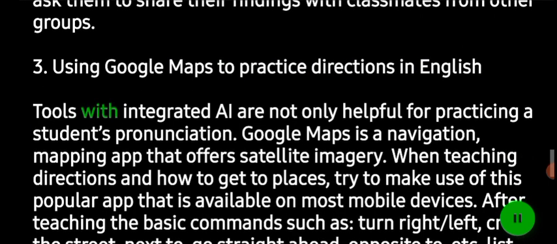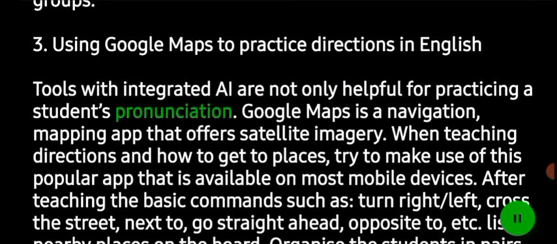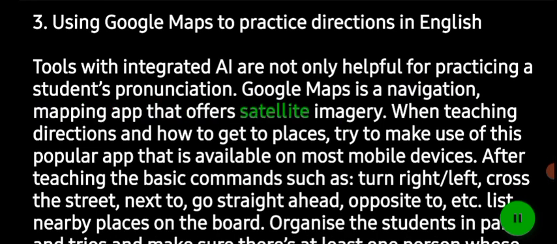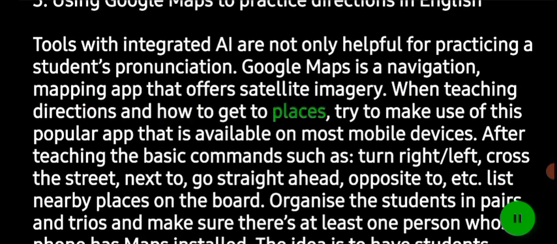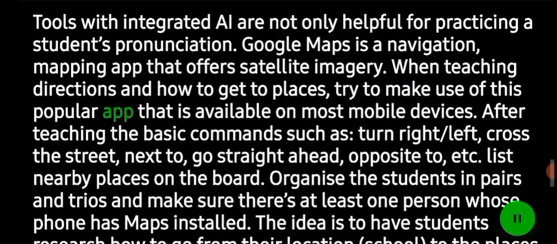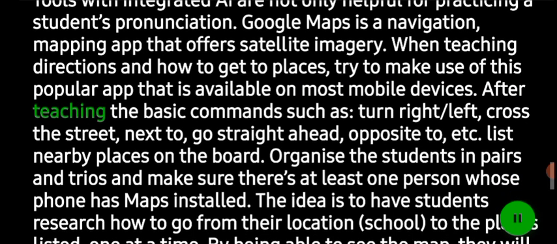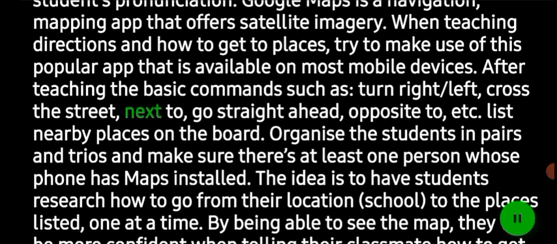3. Using Google Maps to practice directions in English. Tools with integrated AI are not only helpful for practicing a student's pronunciation. Google Maps is a navigation, mapping app that offers satellite imagery. When teaching directions and how to get to places, try to make use of this popular app that is available on most mobile devices. After teaching the basic commands such as, turn right, left, cross the street, next to, go straight ahead, opposite to, etc.